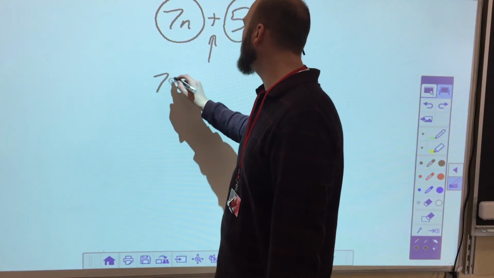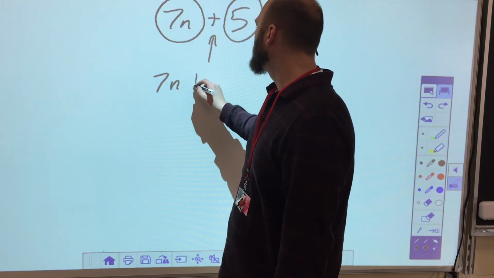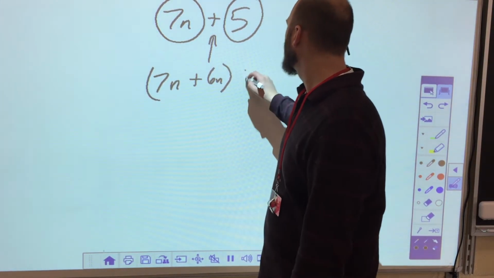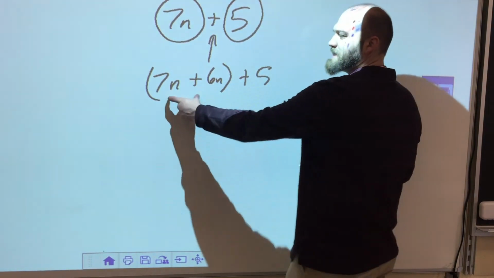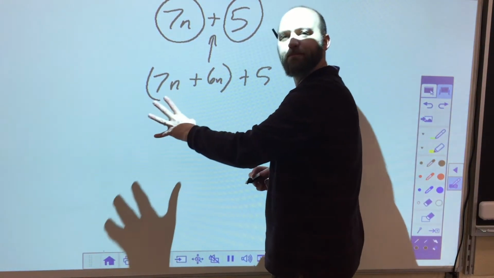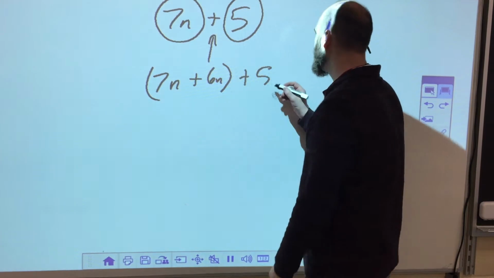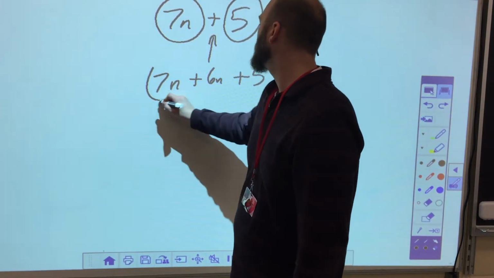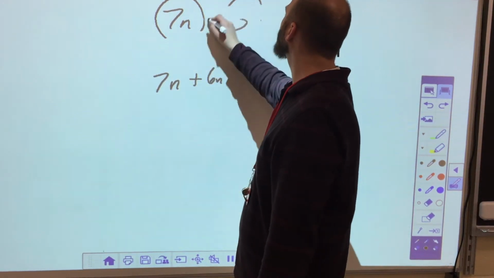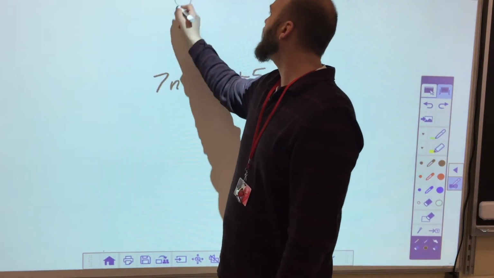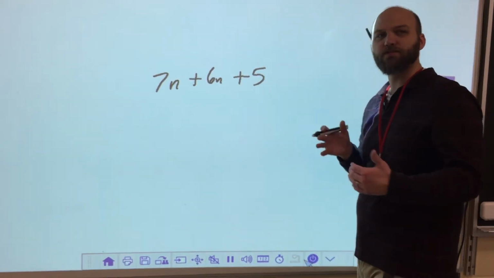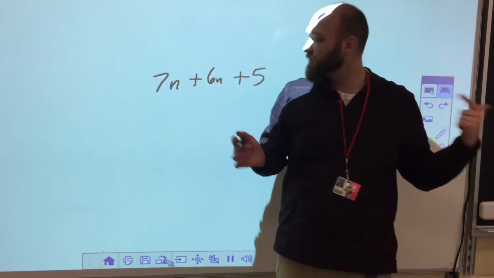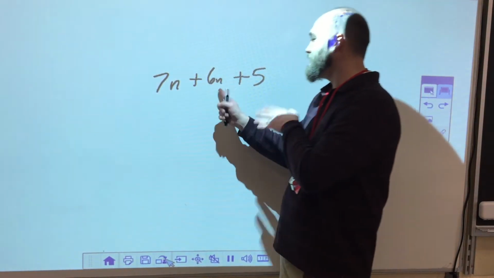If I had like 7n plus 6n plus 5, I see this parentheses here, that's one term. That's together because it's in the parentheses. So why am I saying this? Well, if I took this same idea and I clean it up a little bit, and I have the expression 7n plus 6n plus 5, what I actually find is that n's can go together, right? I have 7 n's, I have 6 n's, and I have 5.